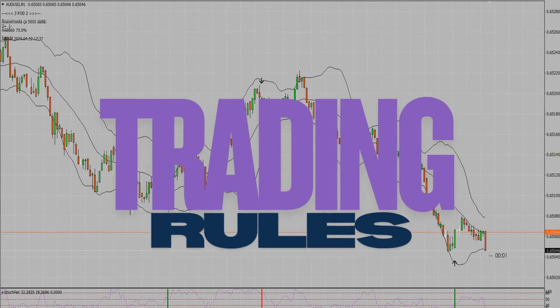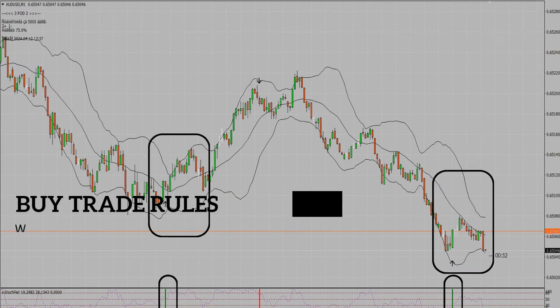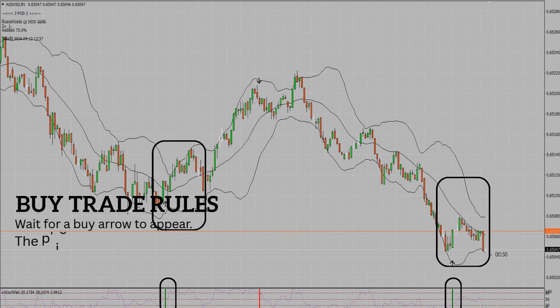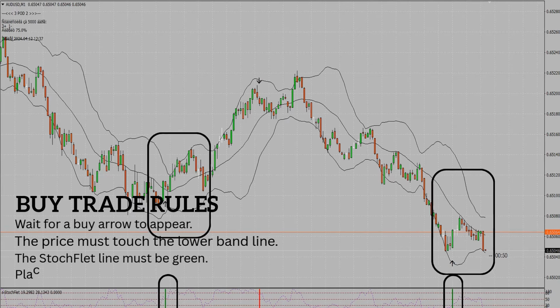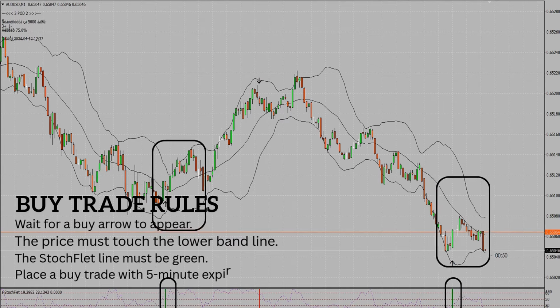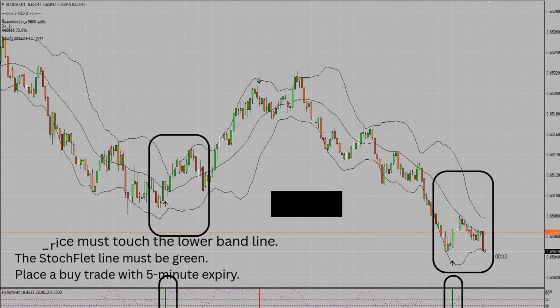Now let's understand the trading rules step by step. Buy trade rules. Wait for a buy arrow to appear. The price must touch the lower band line. The stock flat line must be green. Place a buy trade with 5-minute expiry.